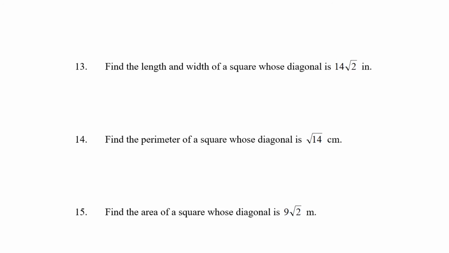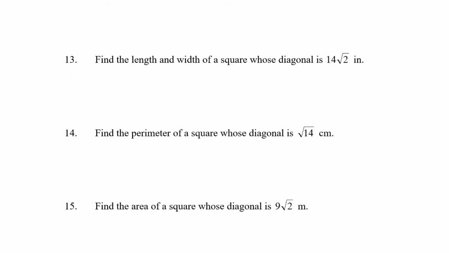Okay, on the back. It says find the length and width of a square whose diagonal is 14 square root of 2. Okay, so we've got this square and the diagonal, which is this line that goes like this. I mean, it could go like that, or it could run like this. Either way, it doesn't matter, as long as it's cutting across there diagonally. So this is 14 square root of 2.